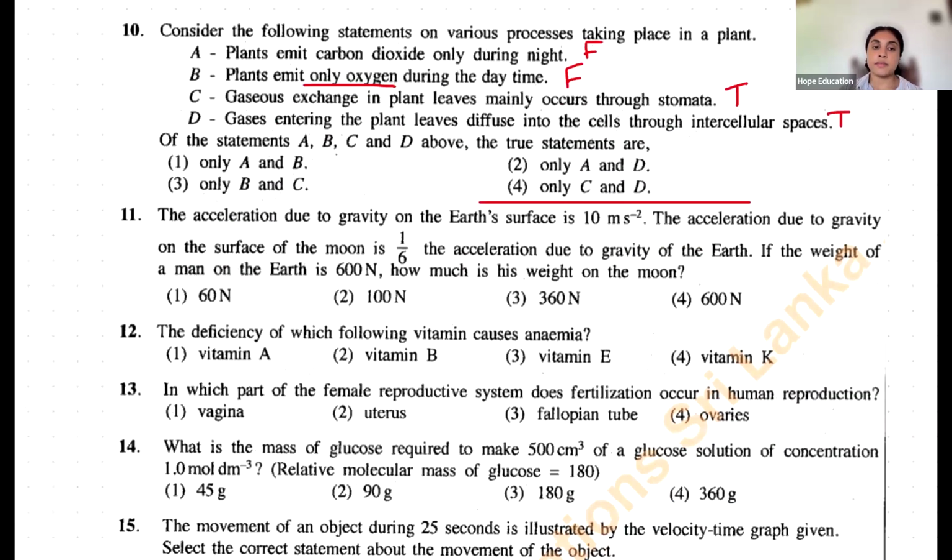Okay. Then, the acceleration due to gravity on the Earth's surface is 10 m s^-2. The acceleration due to gravity on the surface of the moon is 1/6 the acceleration due to gravity of Earth. If the weight of a man on Earth is 600 newtons, how much is his weight on the moon?